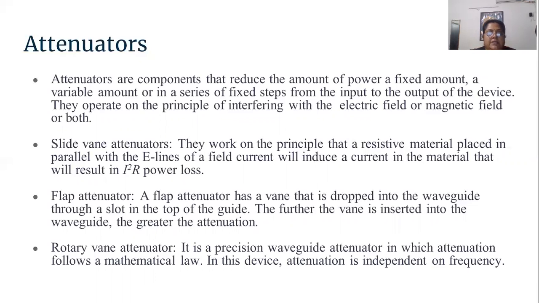Slide vane attenuators work on the principle that a resistive material placed parallel with the E lines of a field will induce a current in the material that will result in I squared R power loss. Now the flap attenuator. A flap attenuator has a vane that is dropped into the waveguide through a slot in the top of the guide. The further the vane is inserted into the waveguide, the greater the attenuation.